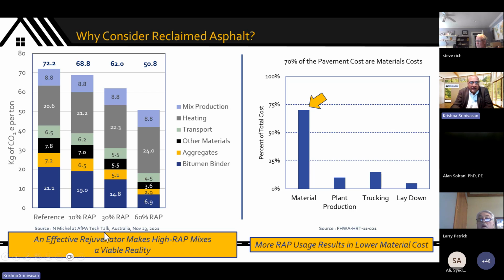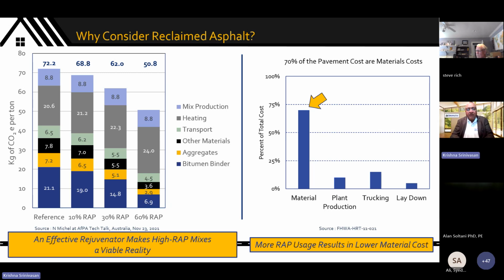This data comes to us courtesy of AFPA, the Australian Flexible Pavement Association, and they were looking at the various elements of making a road, and looking at the carbon impact, the kilogram carbon dioxide equivalent per ton of mix produced. They looked at various factors: the raw materials, bitumen, aggregate, other materials, the transportation, the heating in the plant, the mix production, etc. And they did it for several different cases: 0% RAP, 10, 20, 30, 40, 50, 60, etc. And there, the bottom line is really this top line here.